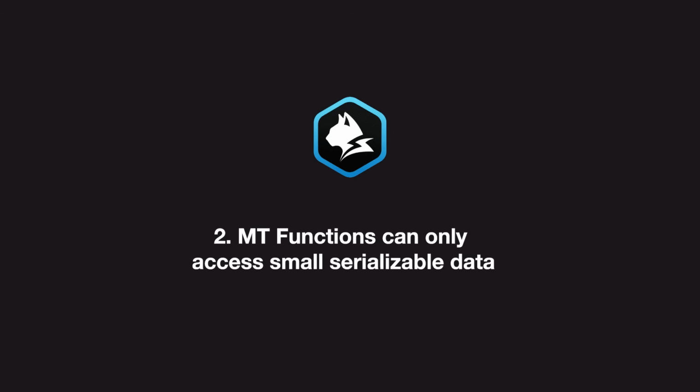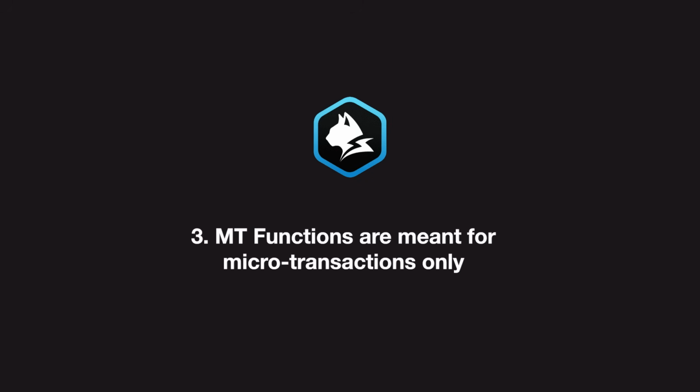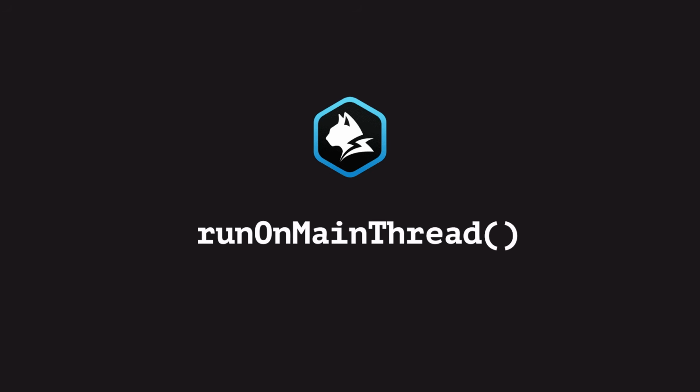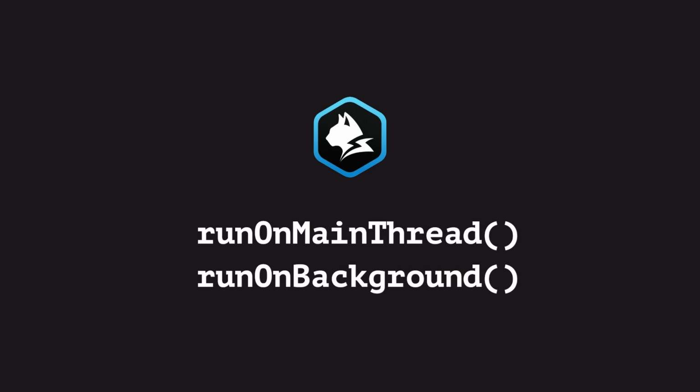Second, they can only access small serializable data, so no room for giant objects slowing things down. And third, they're meant for microtransactions only. That means gestures, animations, or quick style updates. Everything else runs on the background thread. And if you do need to exchange data, Lynx also gives you APIs like run on main thread to call main thread functions from the background, or run on background to send heavy work back to the background thread. So Lynx doesn't explicitly restrict you from doing that, but you should still use these functions cautiously.